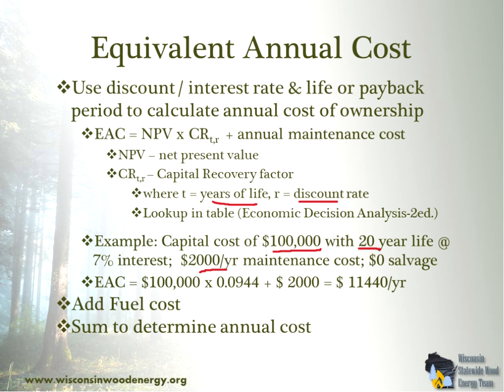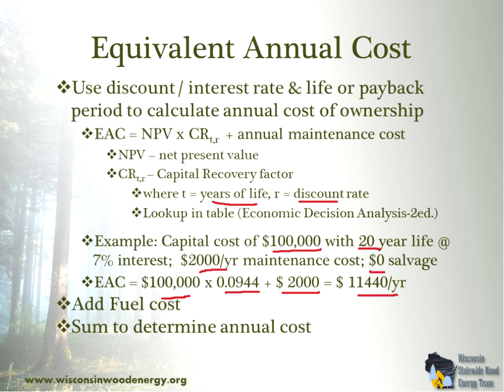Another way to look at this, to bring in some of those other costs, is what we call equivalent annual cost. So this uses the discount and interest rate, the life of the equipment, or the payback period if it's a loan, to calculate the annual cost of ownership. So equivalent annual cost is equal to the net present value times the capital recovery rate, and that's based on the years of life or the length of the loan and the discount rate. And typically this is looked up in a table, although you can calculate it.